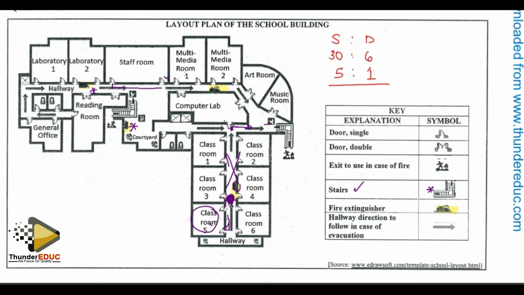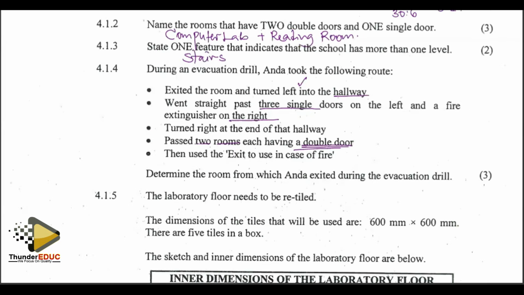He comes, he passes 1, 2, 3. The fire extinguisher is on the right, which is true. He turns right. Definitely here you turned right. A single door. Then he exits. So from which room was he from? Definitely was from the staff room.